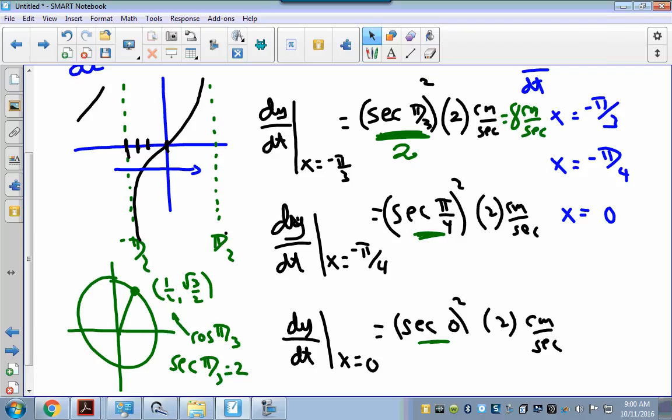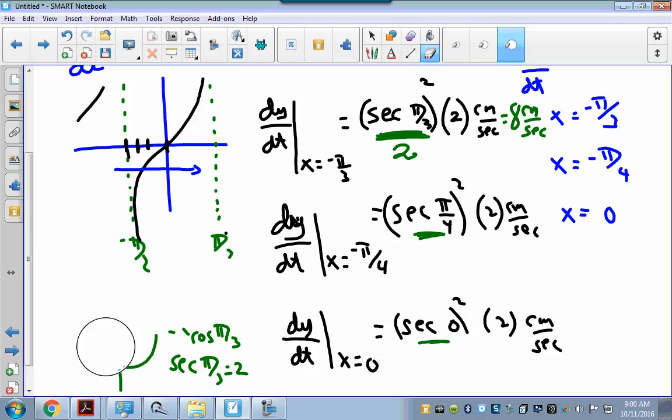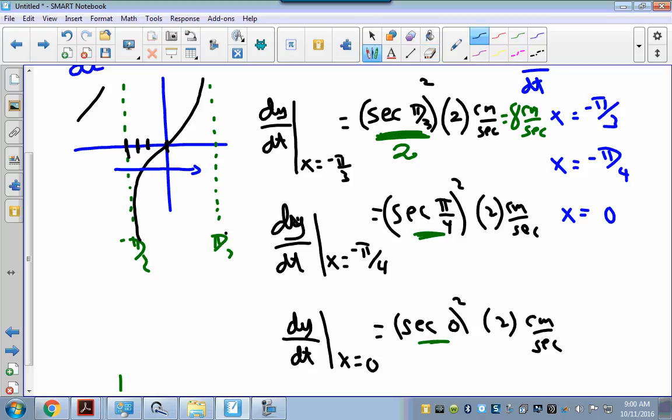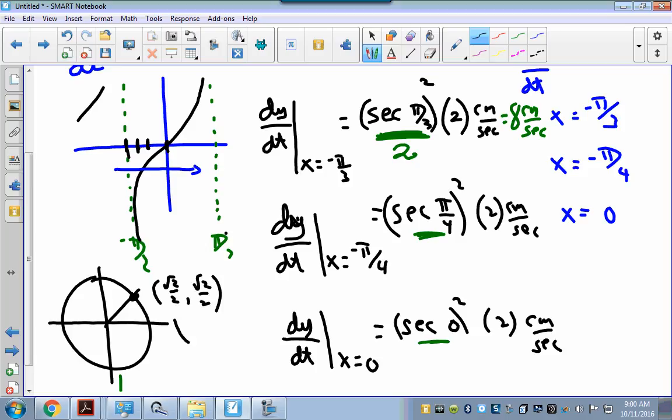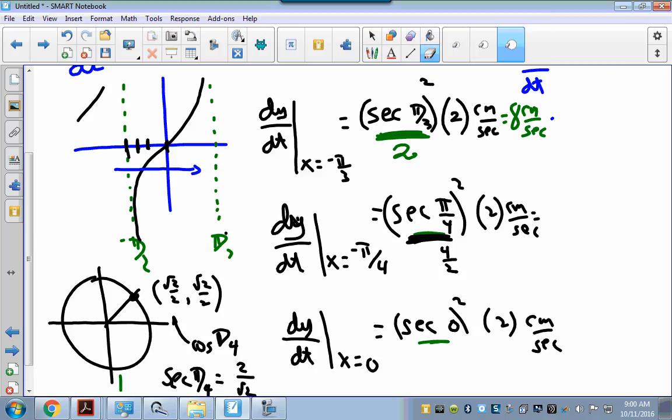Okay, secant of pi over 4. Again, draw your circle. Pi over 4 is the 45 degree angle. Okay, and the ordered pair is square root of 2 over 2, square root of 2 over 2. This is the cosine of pi over 4, and the secant of pi over 4 is the reciprocal. So 2 over the square root of 2, we're going to put that right here, but we have to square that. So that's 4 over 2, which is 2. 2 times 2 is 4. Okay, so 4 would be the answer to that, 4 centimeters per second.